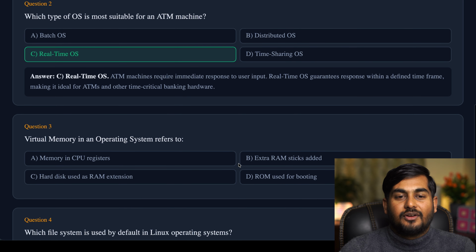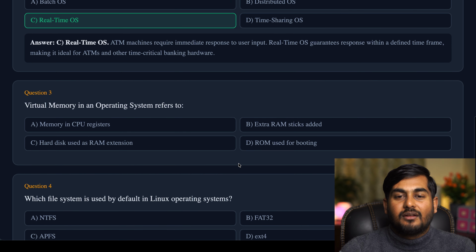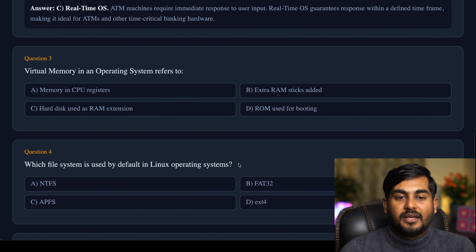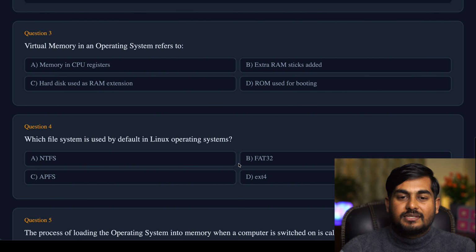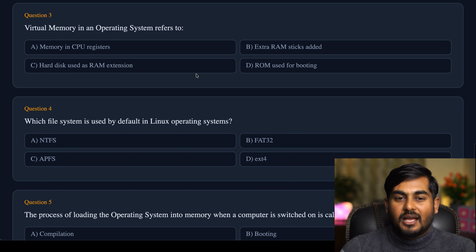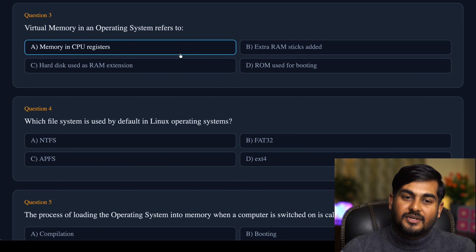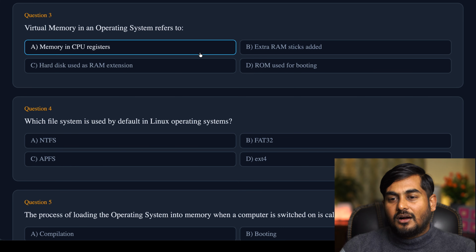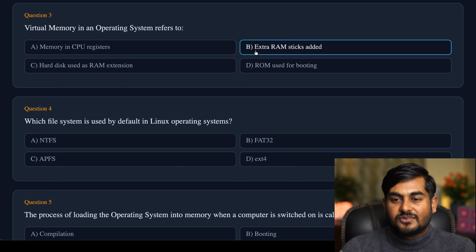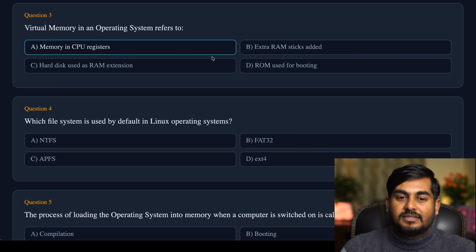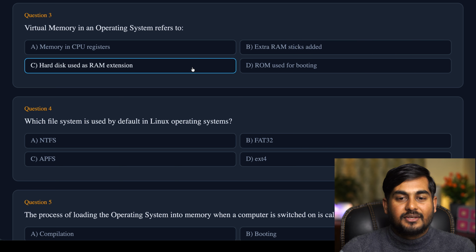Similarly, third question is virtual memory in an operating system refers to option A, a memory in a CPU register, which is not the virtual memory actually. It is called the register itself, so this is not an option. Option B is extra RAM sticks added. This is also not the case. Option C is hard disk used as a RAM extension. So this is known as the virtual memory.